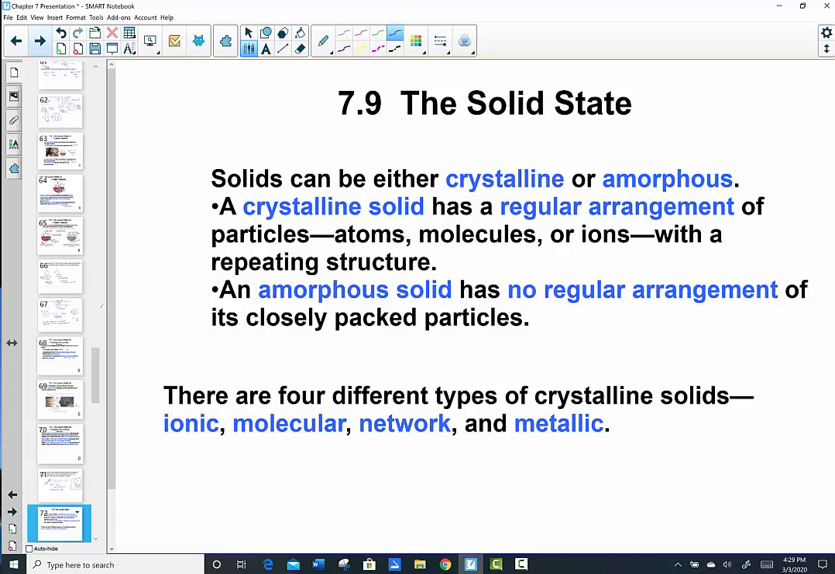And let's stop our video here. We've made it through the gaseous phase. We've made it through the liquid phase. We'll take a little break. And when ready, come back and we'll wrap up some solid phase chemistry.